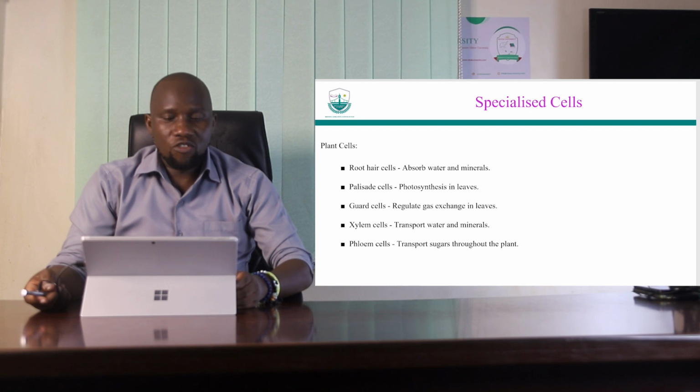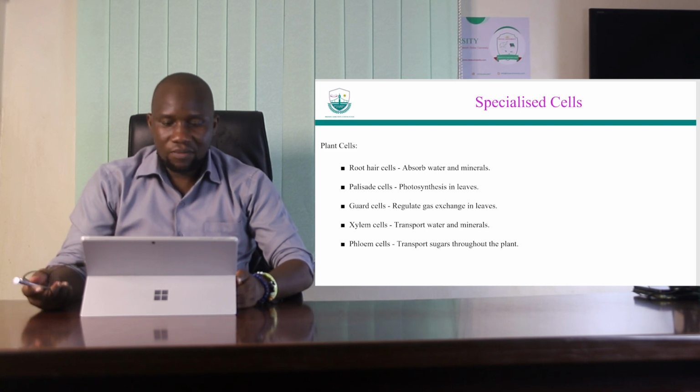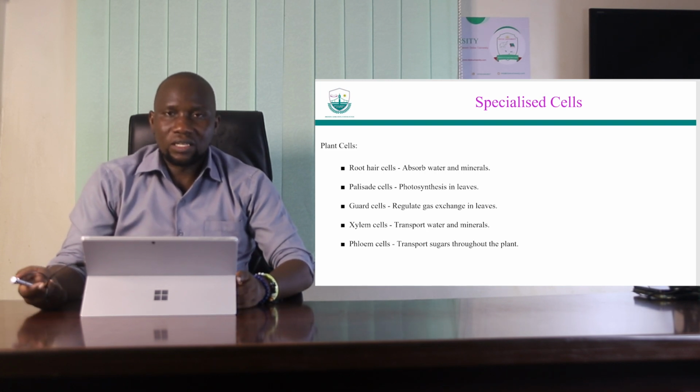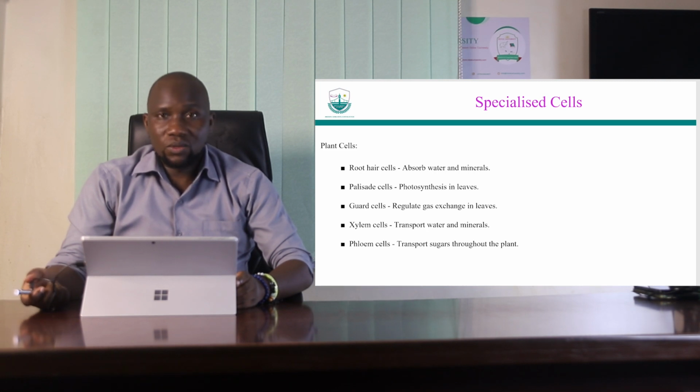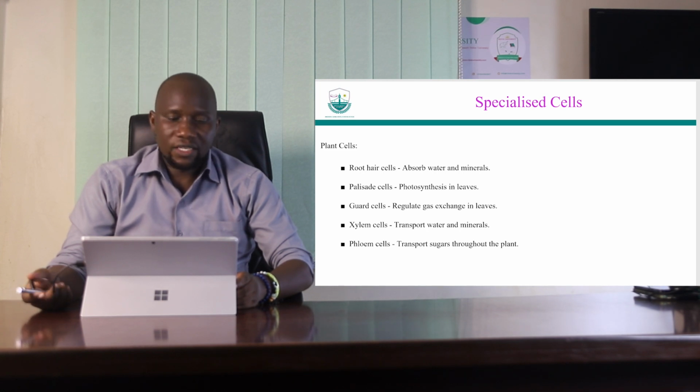For plant cells, we have the root hair cells for absorption of water and minerals, and palisade cells that are found in a leaf for photosynthesis. We have the guard cells that are around the stomata, which play an important role in gaseous exchange. The xylem cells are for transporting water and minerals, and then the phloem for transporting sugars throughout the plant.